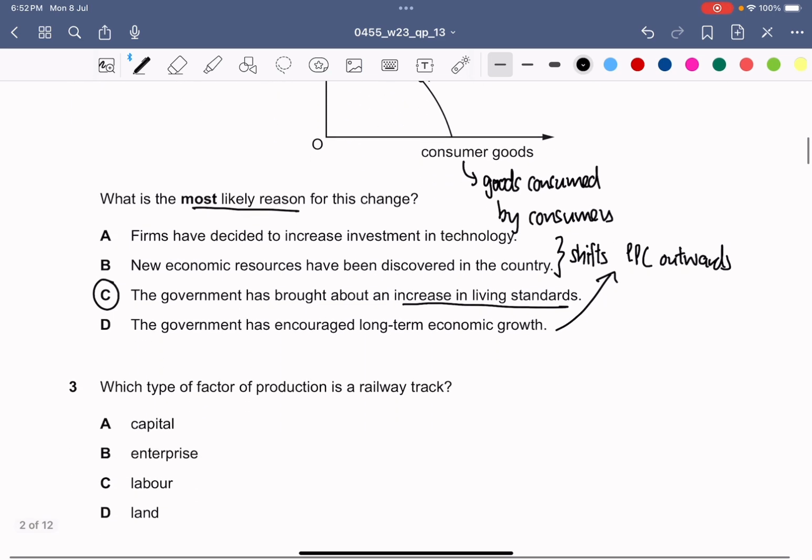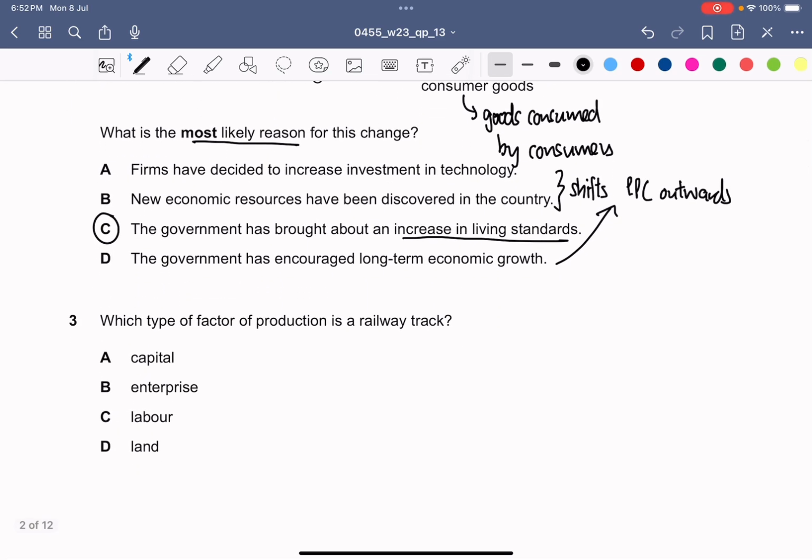Okay, next. Which type of factor of production is a railway track? First one, capital. Capital is man-made goods, so it can include infrastructure and machineries. So railway track is one of the examples of capital. Yeah, this is the answer. And enterprise and labor are definitely not the answer. And land is regarding the natural resources, so wrong.